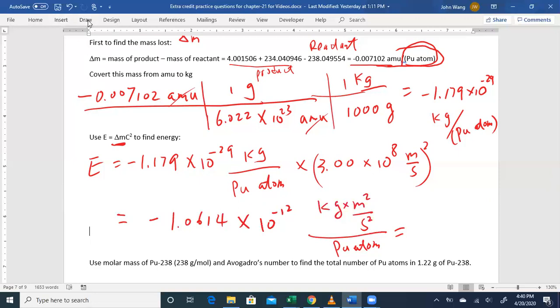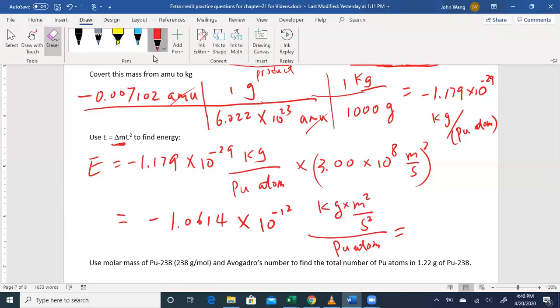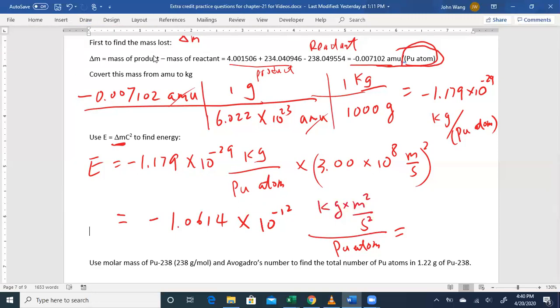Okay, so then you probably notice there's a negative sign. What this means, negative means the energy emitted. So that's all about this negative. 1.0614 times 10 to the negative 12. We know that will be J per 1 plutonium atom.